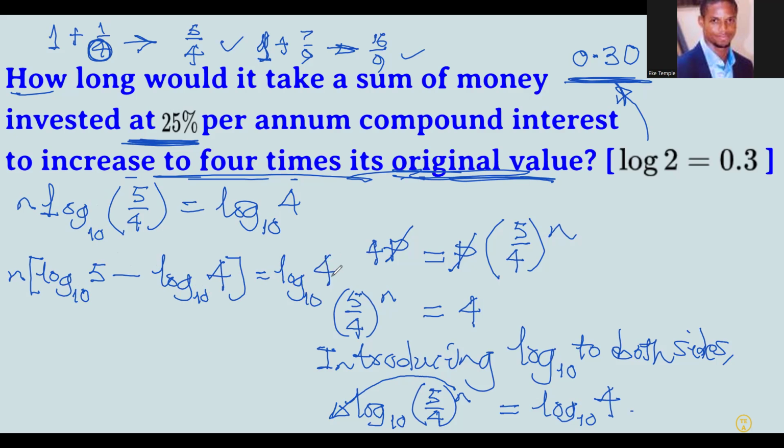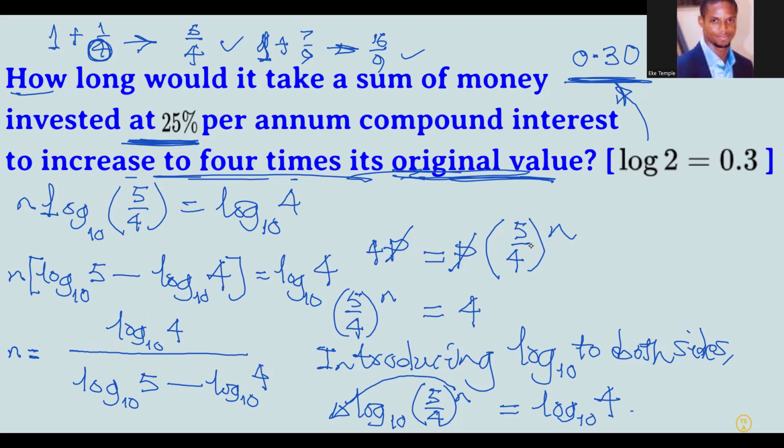Beautiful. So this is the new face of the problem. Now we can break this up by making n the subject of the formula. Can we do that? Of course we can. So n as subject of formula will be all of that on the right hand side: log base 10 of 4 divided by log base 10 of 5 minus log base 10 of 4. And by solving this, we have the answer.